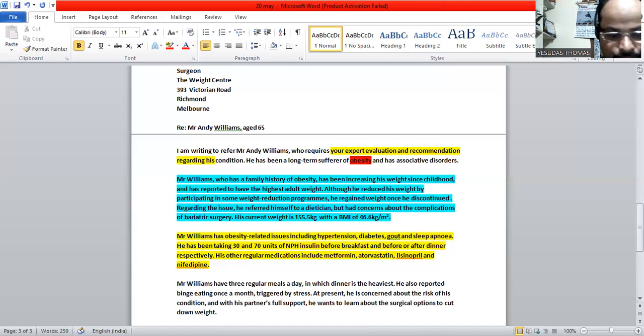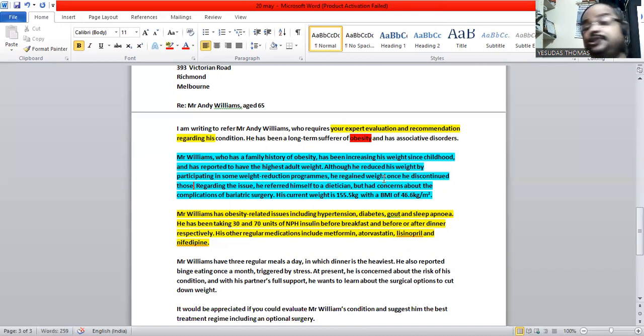So he had some weight reduction programs there, but once he discontinued those, he regained weight. This is other information which is very relevant regarding the issue. The issue is obesity. He referred himself to a dietitian, but had concerns about the complications of bariatric surgery.